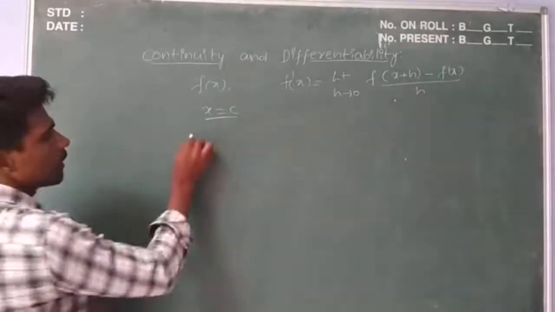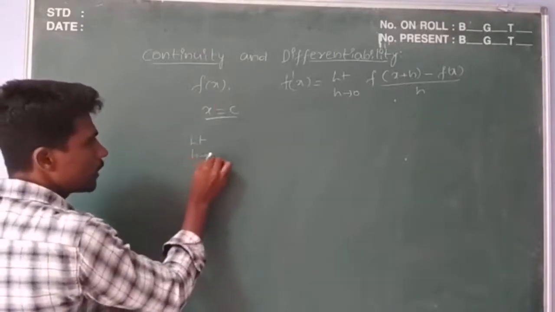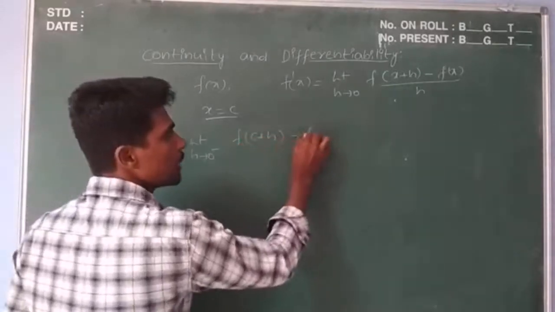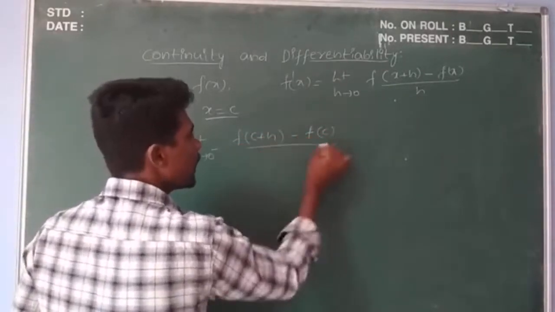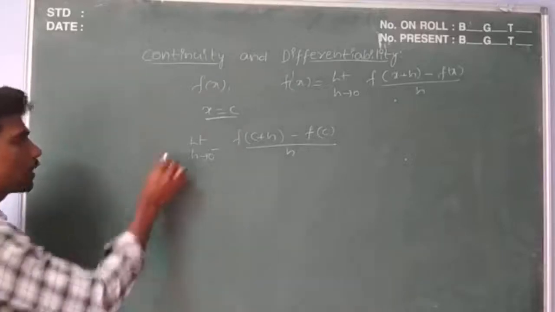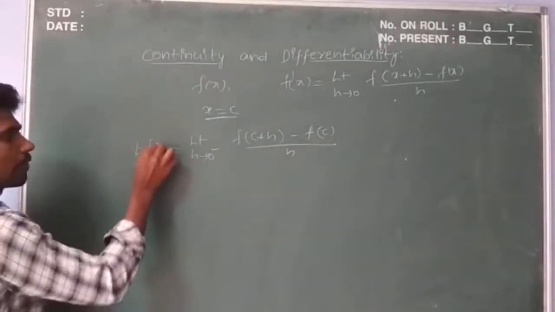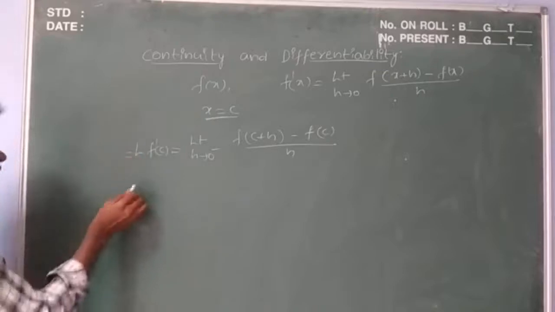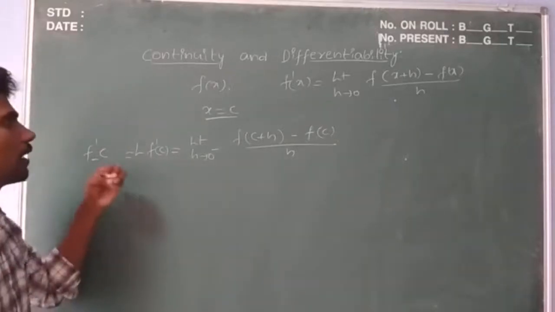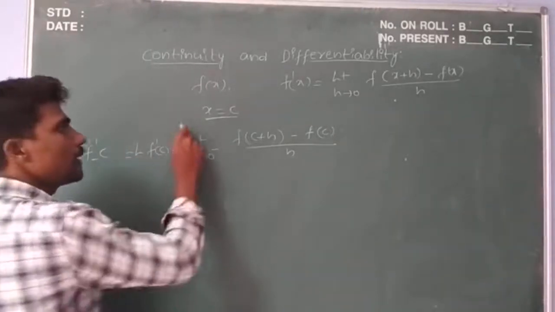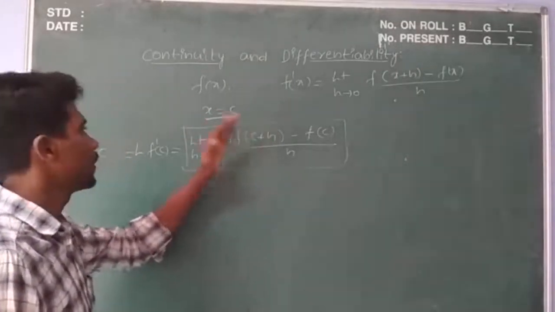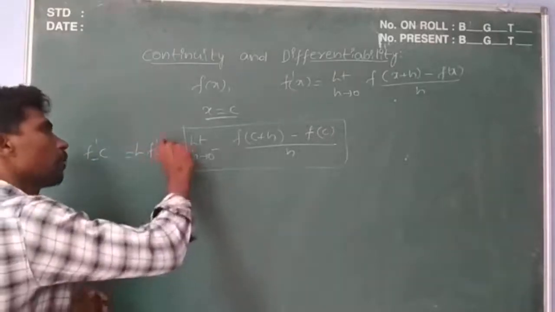Now the limit h tending to 0 minus, f of c plus h minus f of c by h, is called the left derivative of the given function, which is denoted by L f dash of c or f dash of c from left side. We say that the left derivative exists if the limit exists, which means if you get a finite value for this, then the left derivative of the given function exists at a particular point C.